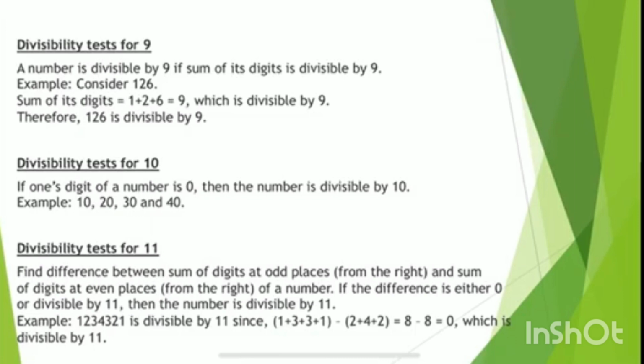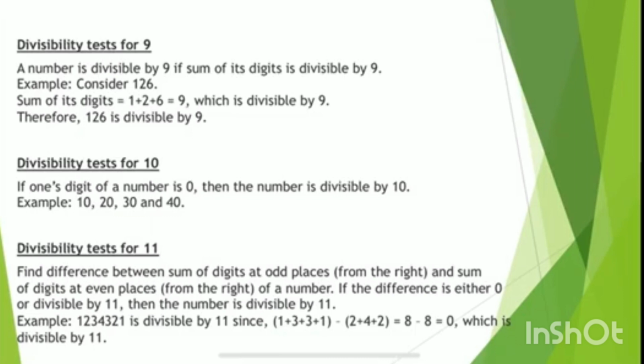Now let us move towards the divisibility test for 10. If the ones digit of the number is 0, then the number is divisible by 10. For example, 10, 20, 30, 40 and so on.